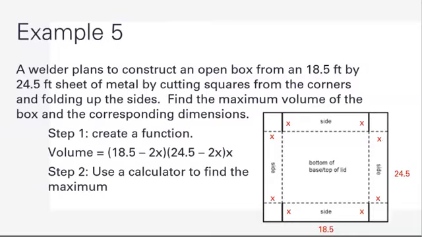For the volume, I investigated the length, the width, and the height of this box. For the length, I noticed that the total length is 18.5, but I cut out an x here and another x over here. So I did 18.5 minus 2x. For the width, I noticed that this is 24.5 wide, but again, I cut out an x here and another x here. So it's 24.5 minus 2x. And then the height of this is just going to be x, because I'm going to fold these sides up, so the height is going to be x.